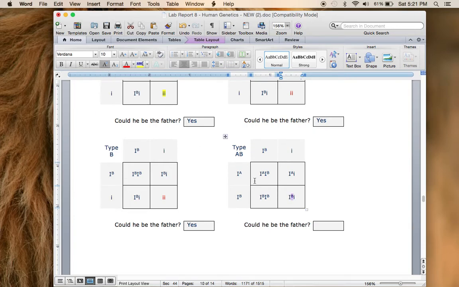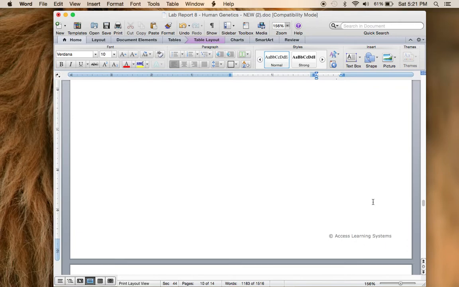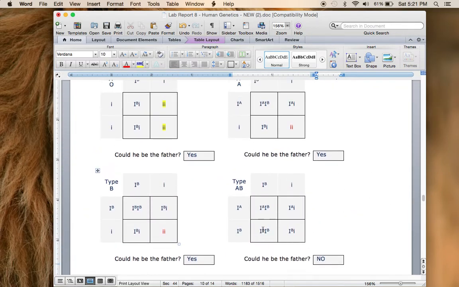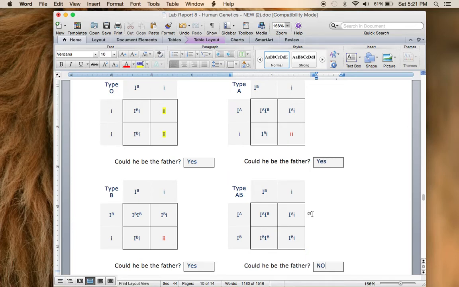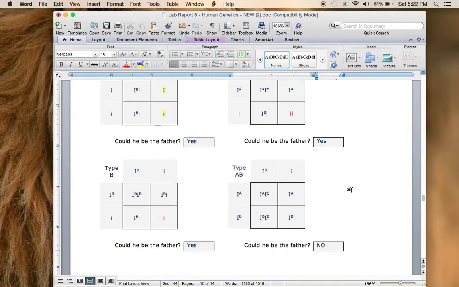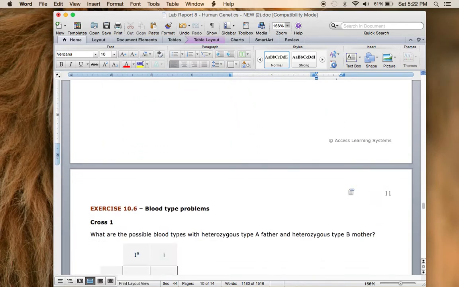So what that means is no option here where you could have a type O child. So a heterozygous mom for type B with a type AB dad is not going to make any type O children. So the answer for this one is no, he could not be the father. Now obviously this is not all you'd have to do to determine whether or not a child came from certain parents. Obviously DNA typing is probably going to be a little bit safer and a little bit better of an option, but this is an interesting way to look at it as well.